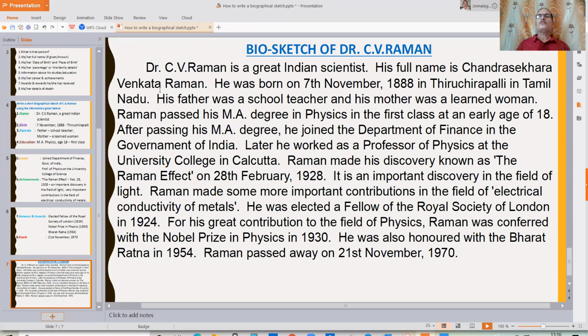So like this, we have to write a biographical sketch based on the hints or clues given in the question paper. And you do not give any extra information. You have to confine your bio sketch to the details given in the question paper. And if you know some additional points, you can mention them. Otherwise, no need to bother. You can just write any 10 to 12 sentences in the examination to get the full marks. I hope all of you have understood how to make a biographical sketch.